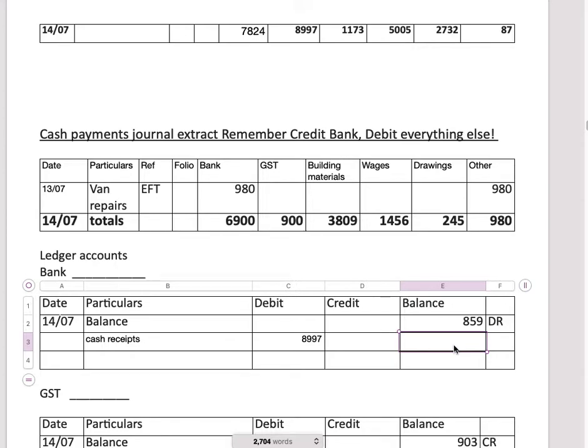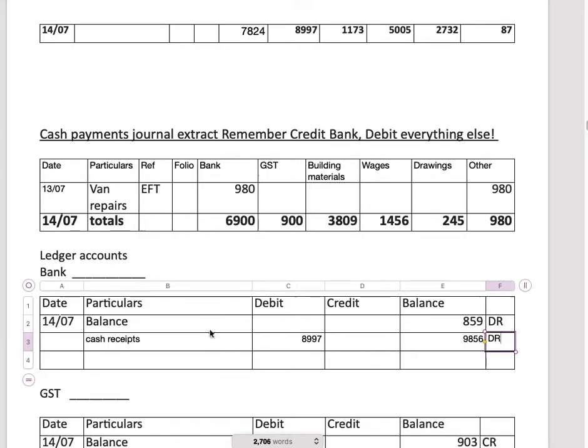So I'm just going to very quickly calculate that. Sorry for a moment, just grabbing the calculator. $859 is what we've already got in the bank, and we're adding $8,997, which gives us a new bank total of $9,856. So I'm going to go ahead and write that in there, $9,856. And we're going to put a DR in there because the account is still in debit.